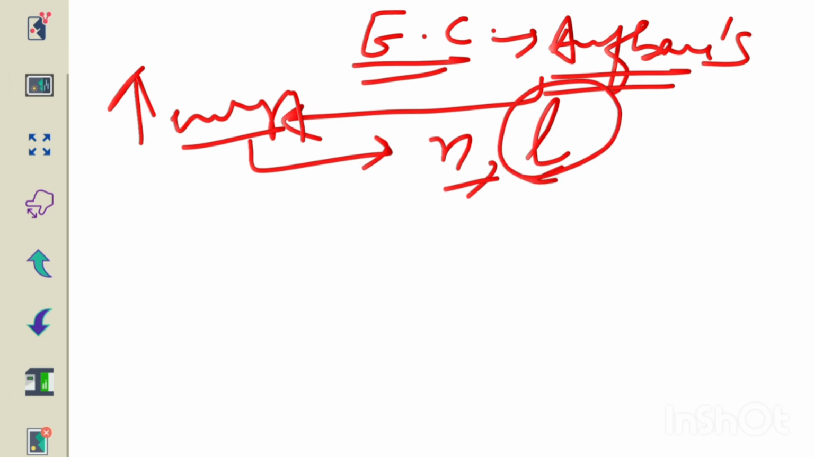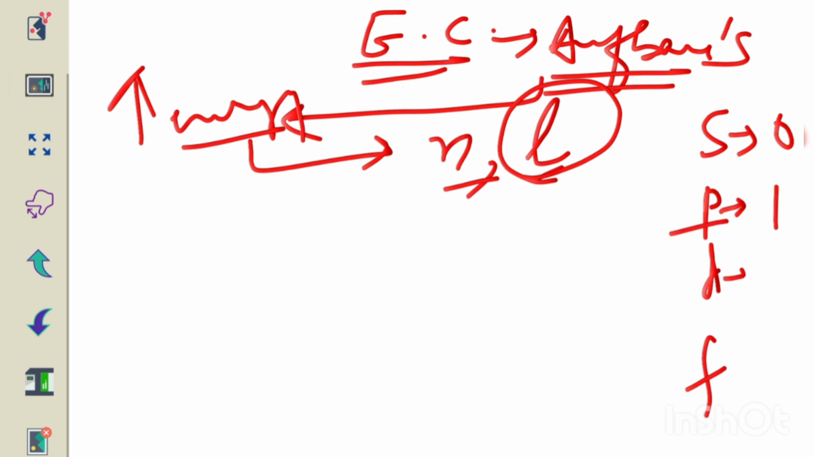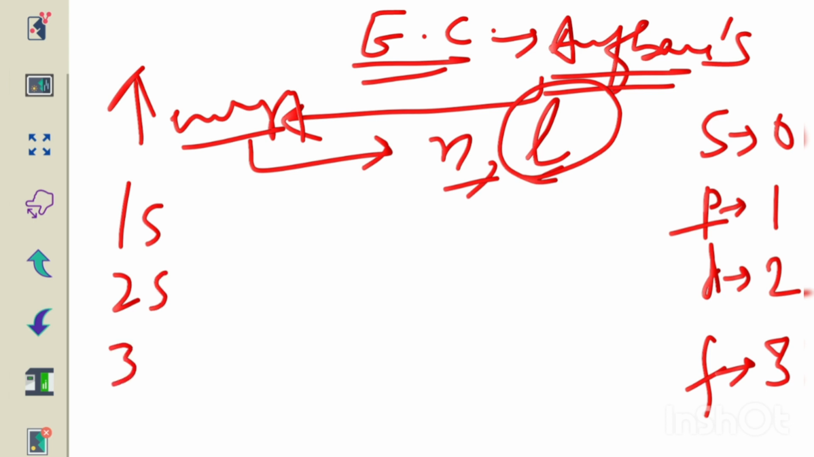First let me tell you about the l value for s, p, d and f orbitals. For s, the value of l will be 0, because it is spherical in shape. For p, it can be in 3 directions, and m will vary from -1 to +1, so the l value will be 1. For d it will be 2, and for f it will be 3, right? Now let's see how to write the orbitals in the increasing order of their energy, which is generally given in your books. It is given as 1s, then you will write 2s, 3s, 4s.